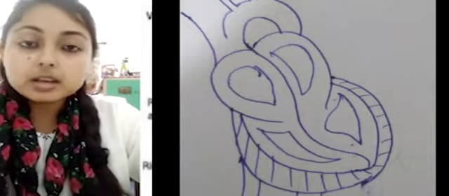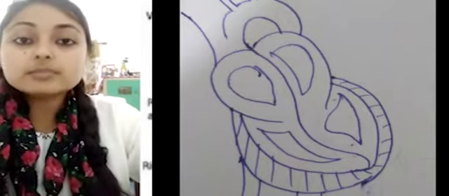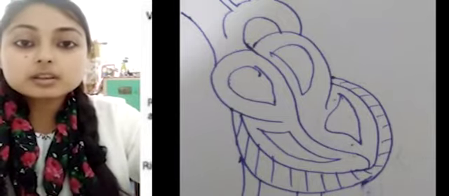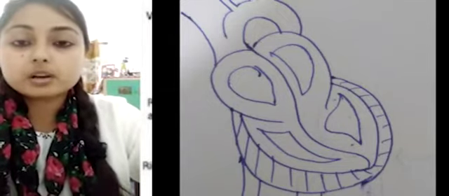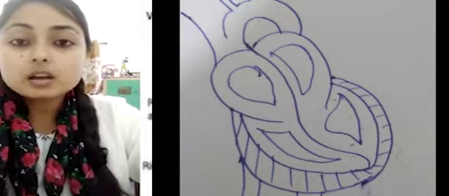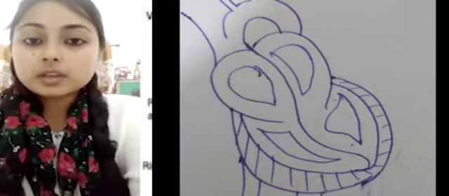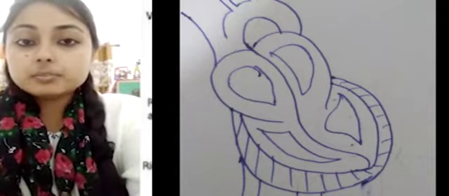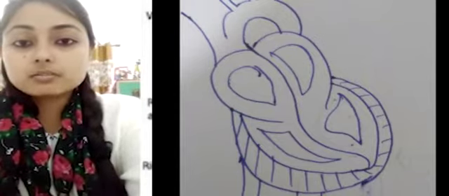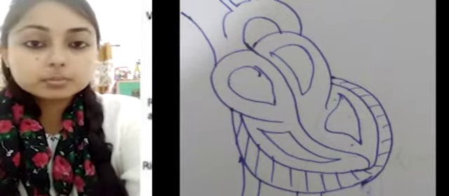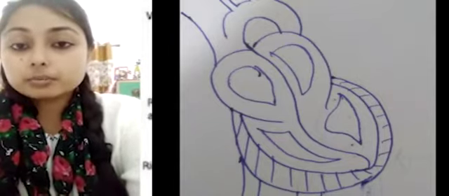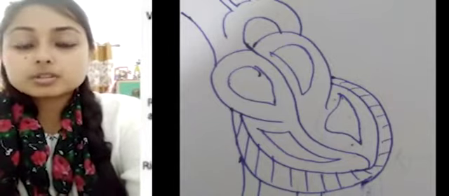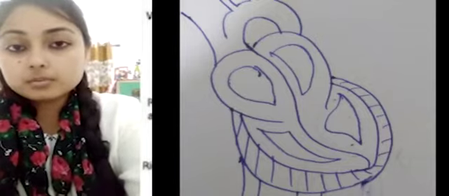I repeat, the right auricle receives two large vessels: the superior vena cava and the inferior vena cava. The anterior vena cava brings deoxygenated blood from the anterior or upper part of the body, and the posterior vena cava brings blood from the lower part or the lower region of our body.